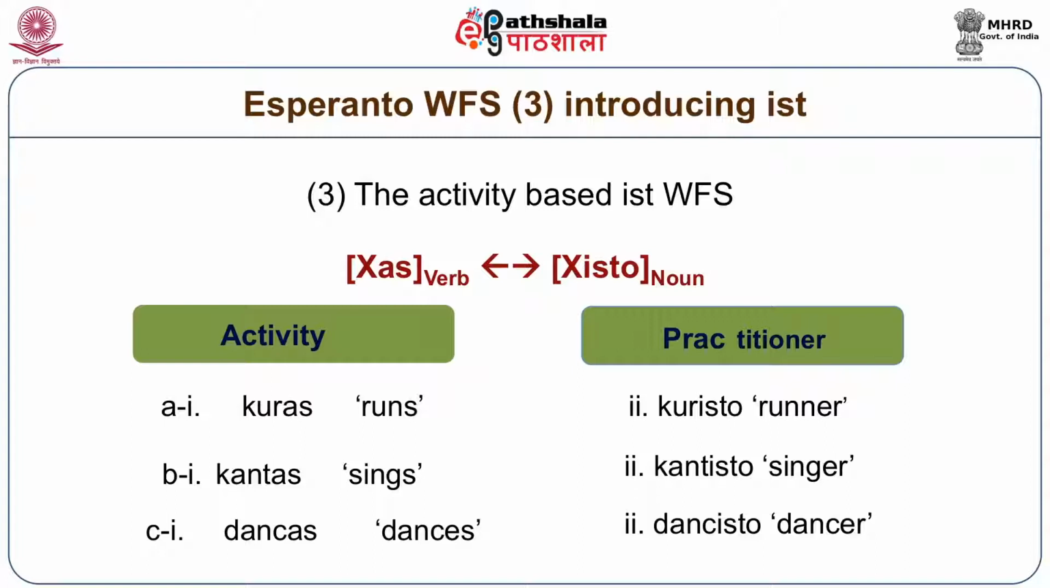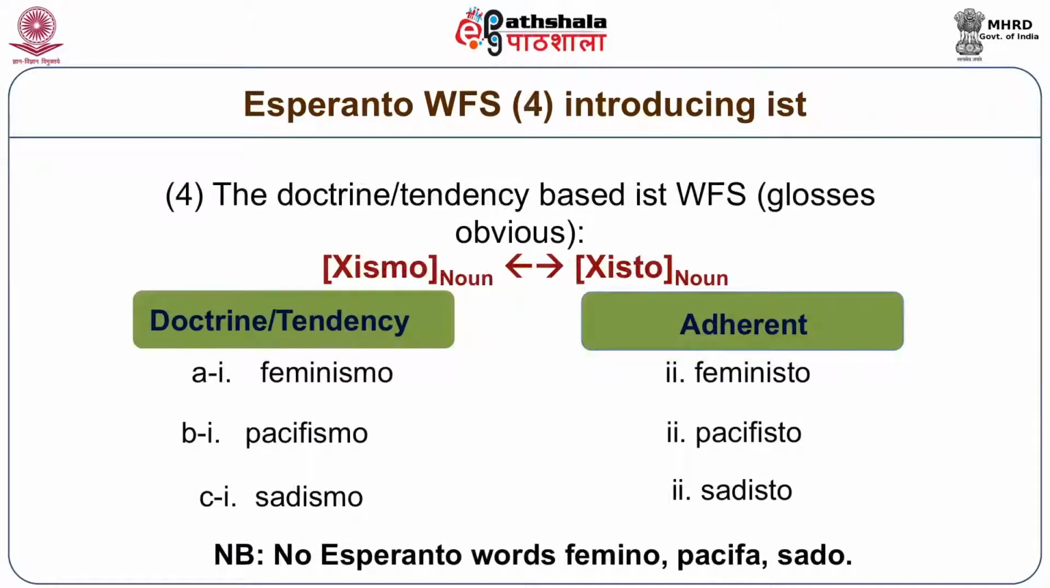Here we set up an activity-based word formation strategy that says if there is a verb of the form ex as, you can make up a noun of the form ex isto. However, not all isto nouns are of this type. There are doctrine or tendency-based versions of ist in words like feminism, pacifism, and sadism, which in Esperanto have the same forms, feminismo, pacifismo, sadismo. The adherents of those doctrines or tendencies are called in Esperanto, as in English basically, feministo, pacifisto, and sadisto.